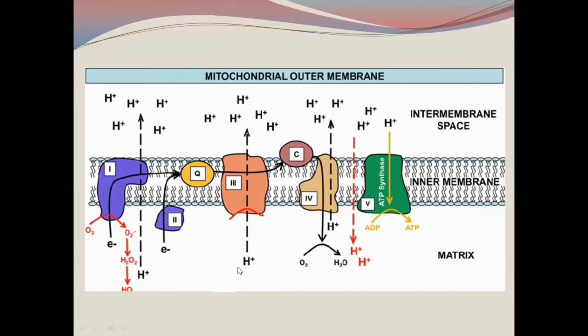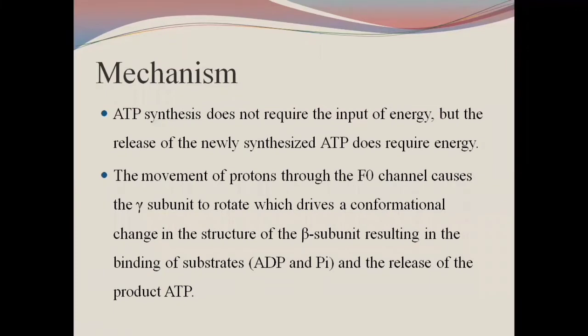The protons that are pumped through this electron transport chain into the intermembranous space are collected here, and through the process of chemiosmosis they enter through this ATP synthase. When they enter into the ATP synthase, conformational changes, structural changes, occur inside the ATP synthase, and it leads to the synthesis of the ATP. Let's study the detailed mechanism of how the ATP synthase works for the synthesis of the ATP.